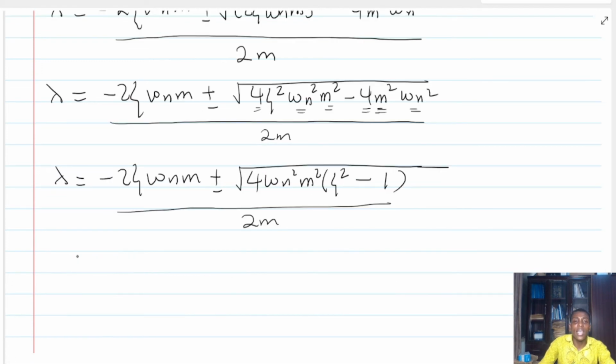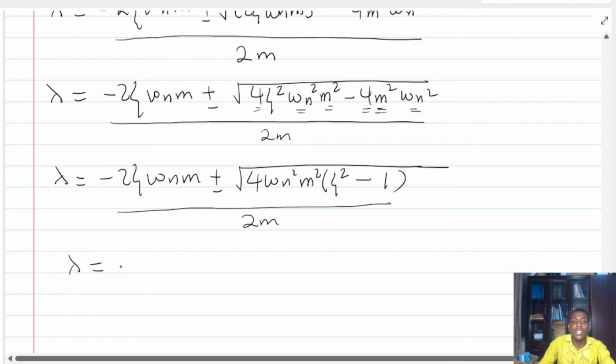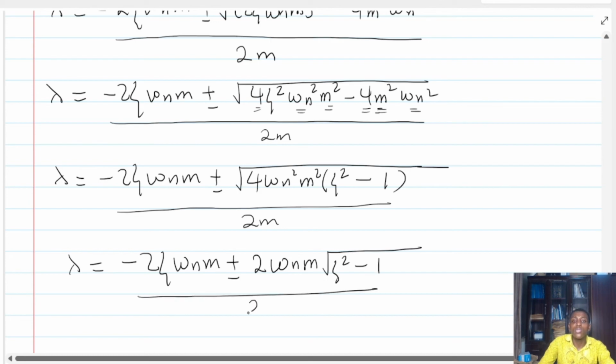Looking at this carefully, I can actually factorize to 2 zeta omega n m plus or minus, then the root of, so the root of 4 is going to be 2, the root of omega n squared is going to be omega n, and the root of m squared is going to be m. Then I'm going to do the square root of zeta squared minus 1, and I'll divide through by 2m.